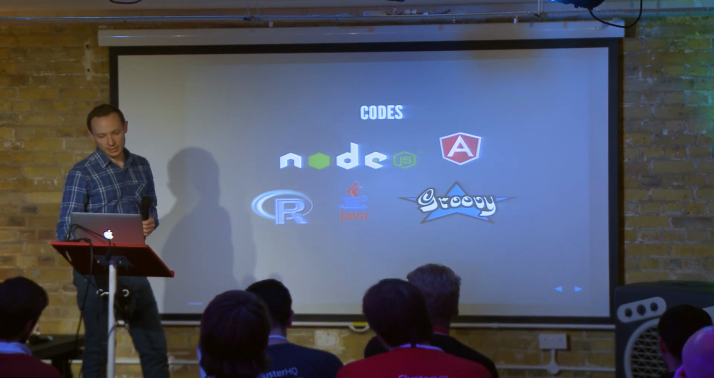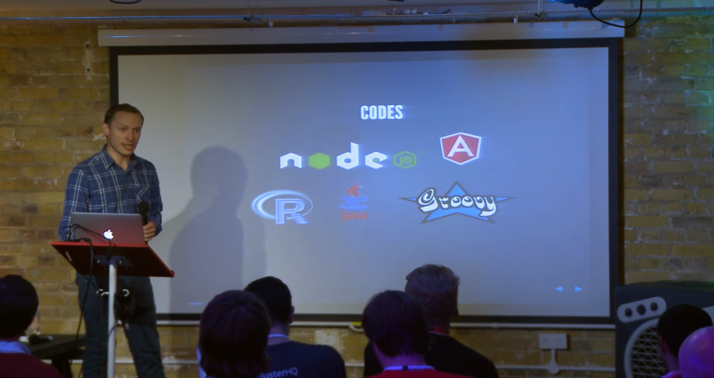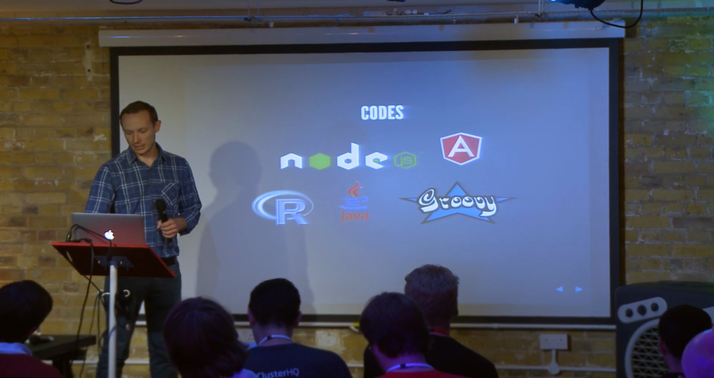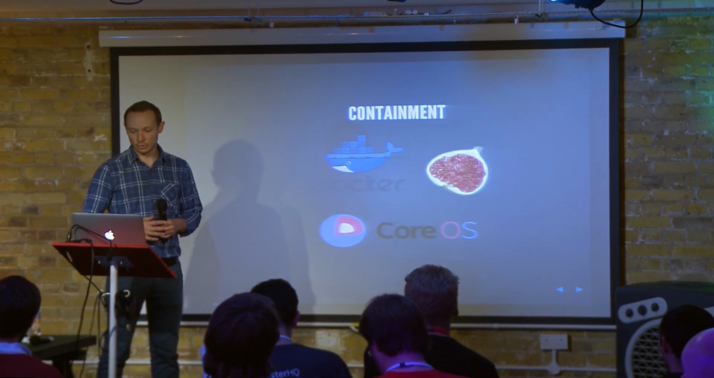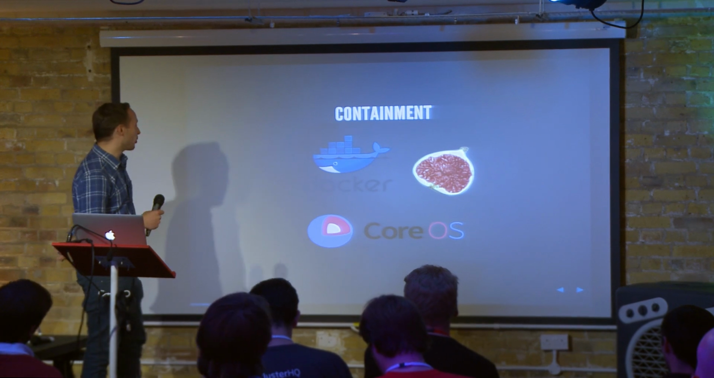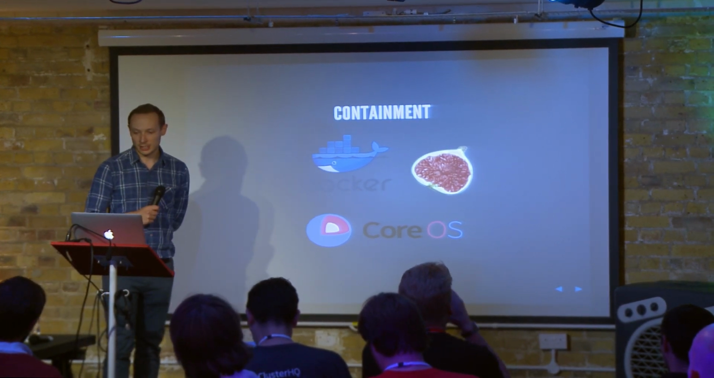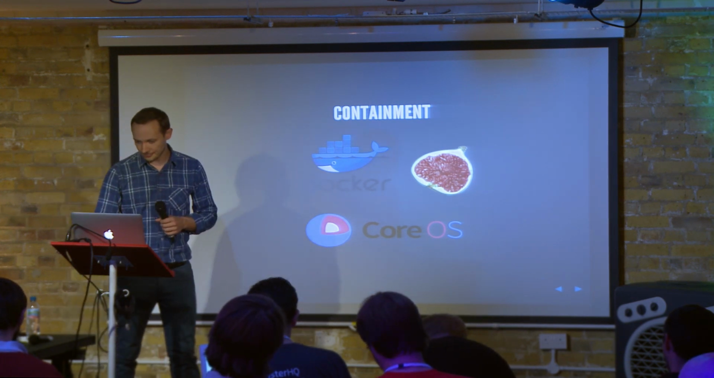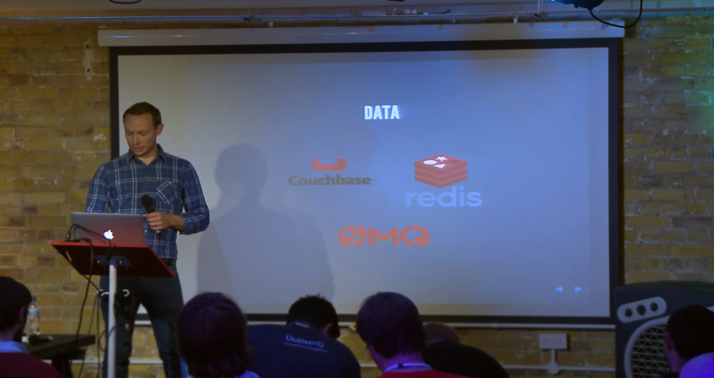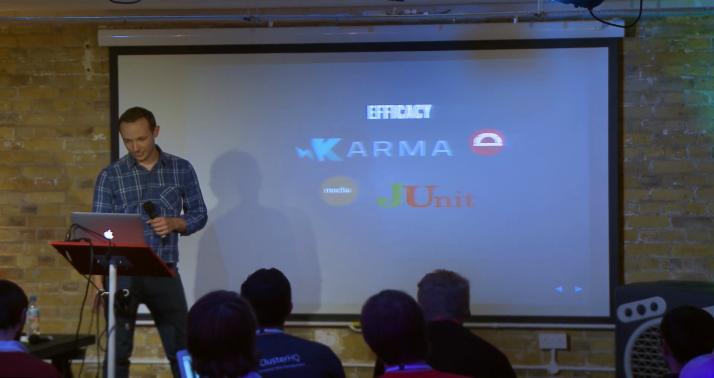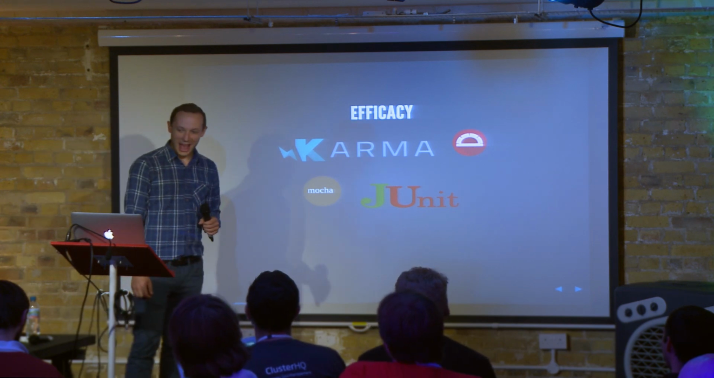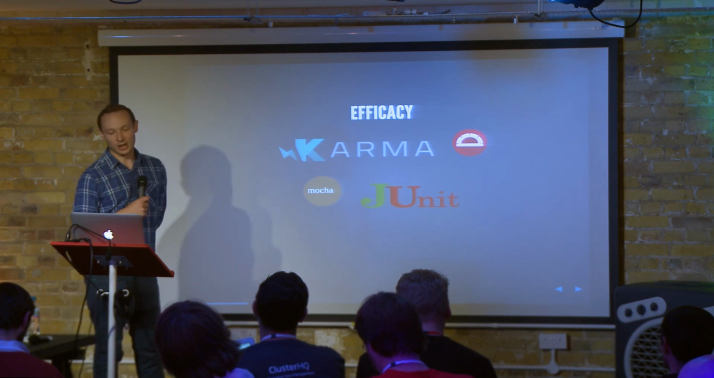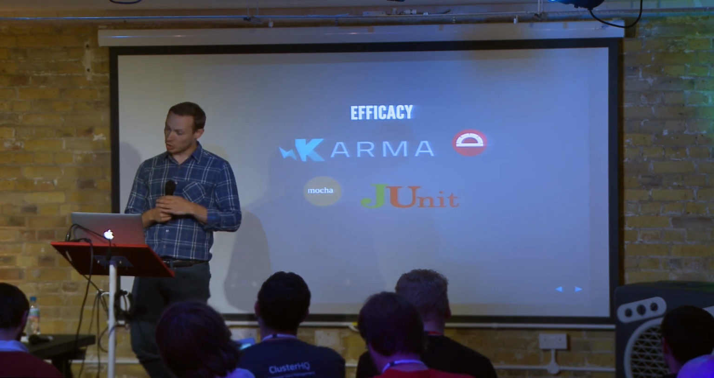So we've got Node.js as the core technology, Angular running the front end, and some mobile apps. We've got R for a data transformation pipeline, and some proprietary code from Java and Groovy developers. Containment, or containerization, we've got Docker and CoreOS, with Fig being used in development and test stages. For some reason, all our data technologies are R. And to prove that the code does what we expect it does, then we've got Karma, Protractor, which is a WebDriver-based library, Mocha, and JUnit.